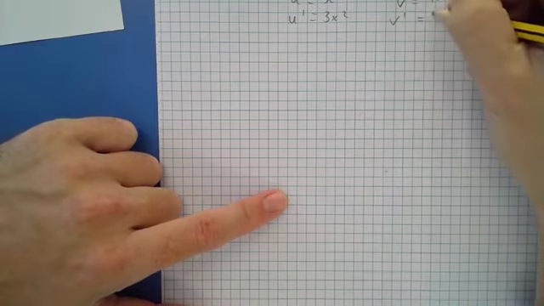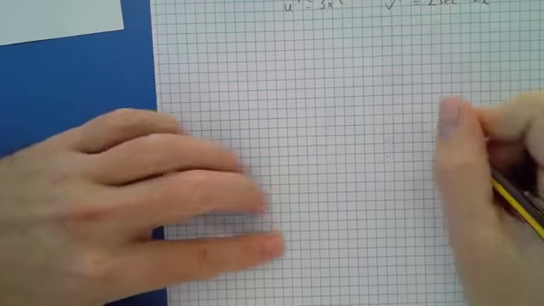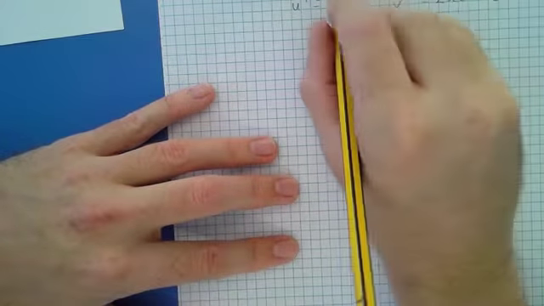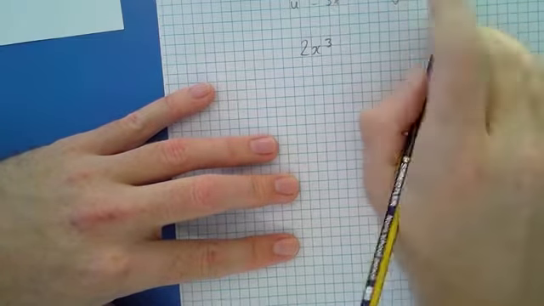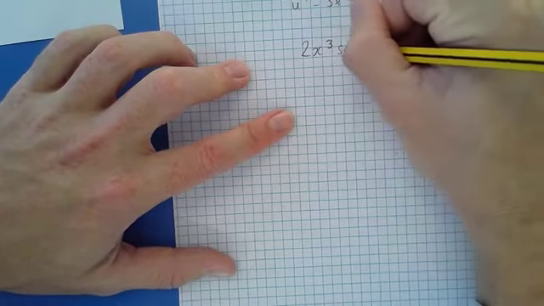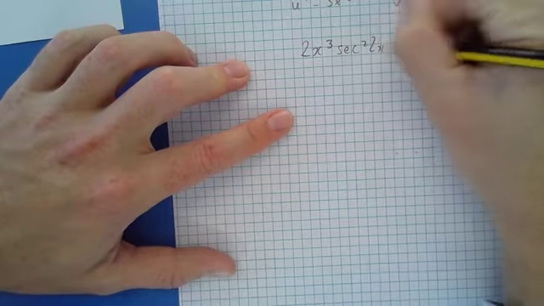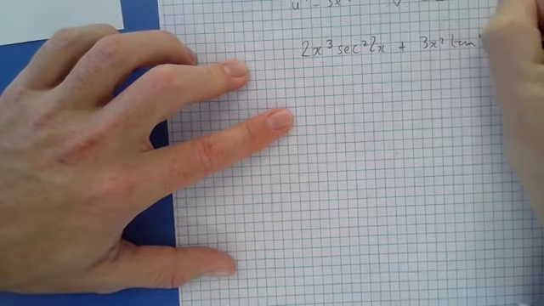I think I know what the answer is. I think it's 2 sec squared 2x. Okay? Then product rule, that times that plus that times that. So I'm going to get 2x cubed. You tend to get the number at the front, then powers of x, and then trig afterwards. So 2x cubed sec squared 2x, and then plus 3x squared tan 2x.